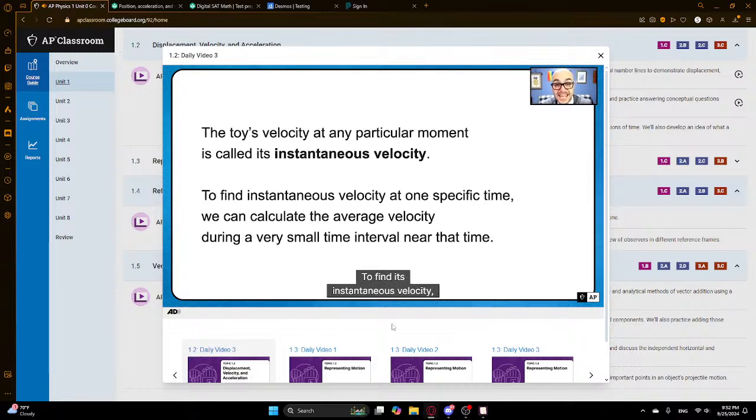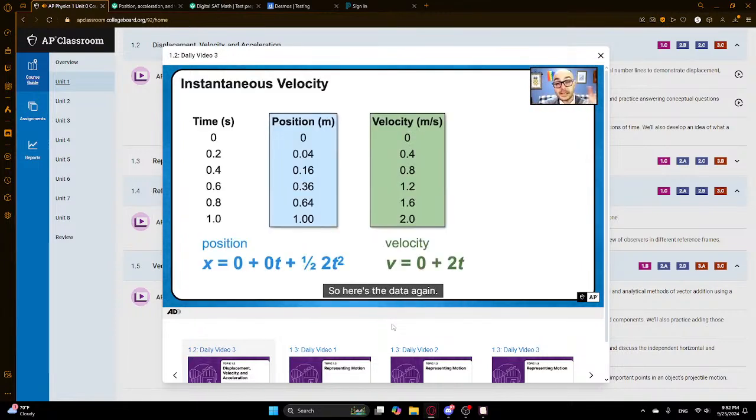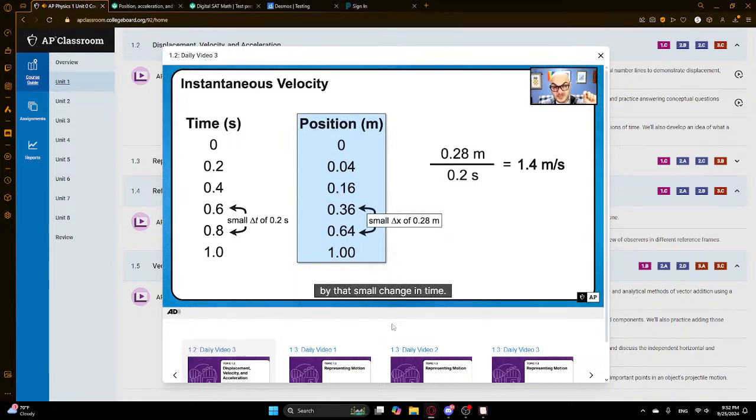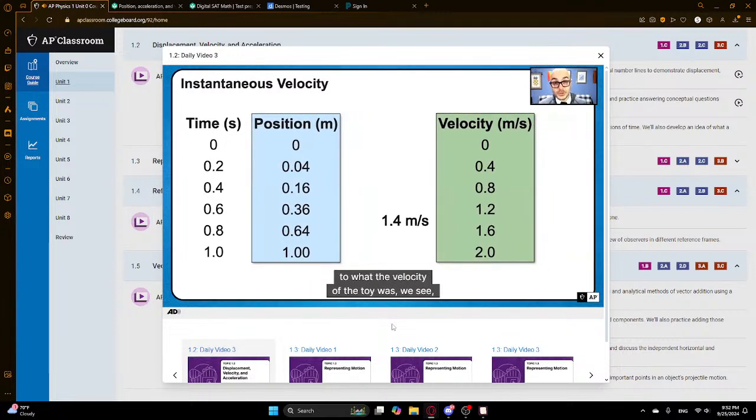To find its instantaneous velocity, that's the velocity at any moment, we can calculate the average velocity over a small time interval. So here's the data again. We're going to get rid of the velocity data and just look closely at this position data. For the small time interval between 0.6 seconds and 0.8 seconds, we can see that the toy moved this really small distance. Well, we can divide that small distance by that small change in time and say at that moment between those times, it had an average speed approximating its instantaneous speed of about 1.4 meters per second. And if we compare that calculation to what the velocity of the toy was, we see, well, yeah, 1.4 falls really nicely between 1.2 and 1.6.